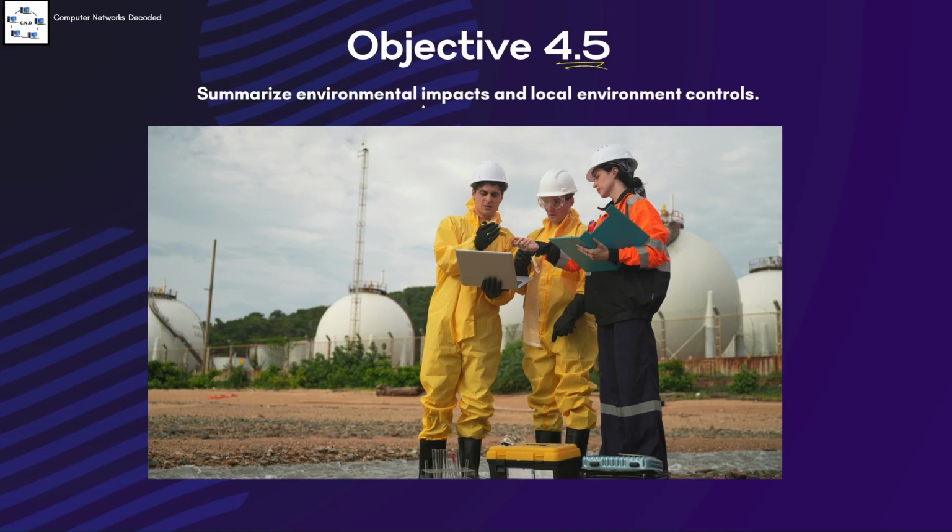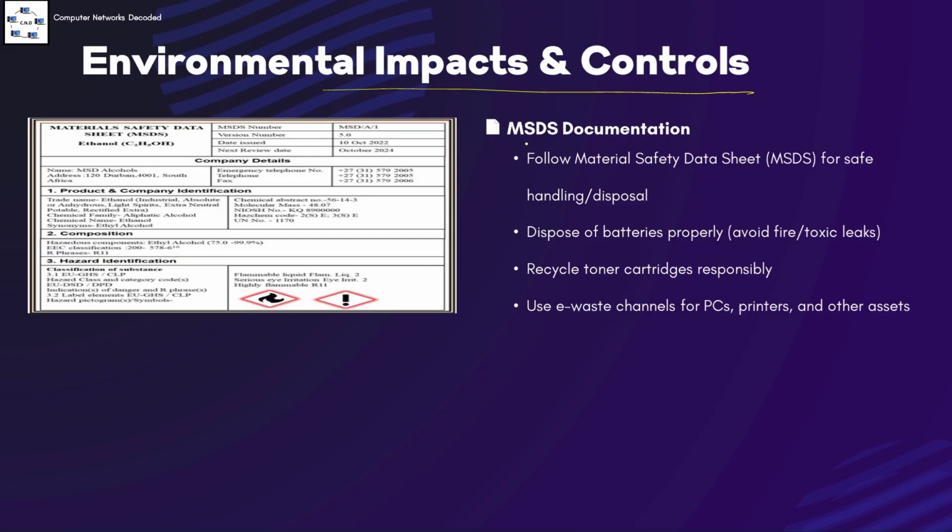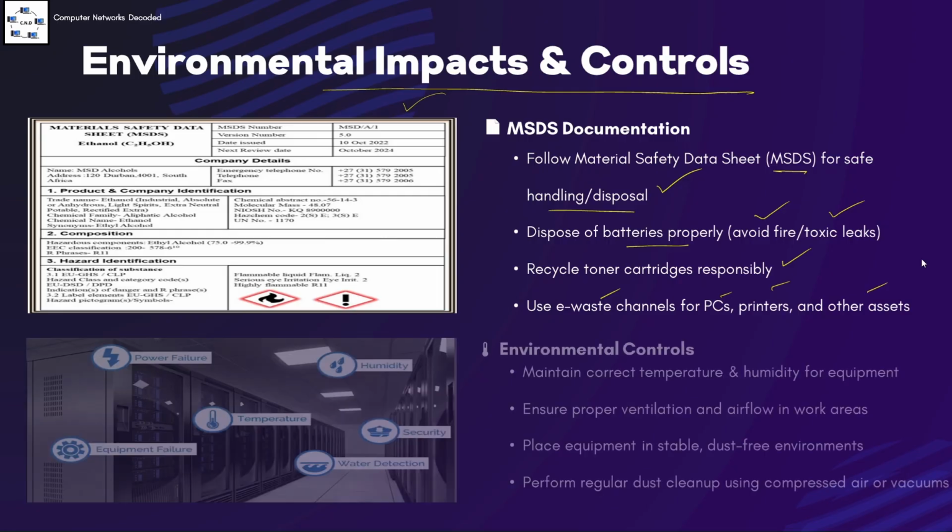Objective 4.5: summarize environmental impacts and local environmental controls. So, what are some environmental impacts and controls? Always follow the MSDS documentation, that is the material safety data sheet, for safe handling and disposal, such as this one. Dispose of batteries properly to avoid fire and toxic leaks inside the battery. Recycle toner cartridges responsibly and use the e-waste channel for PCs, printers and other assets.